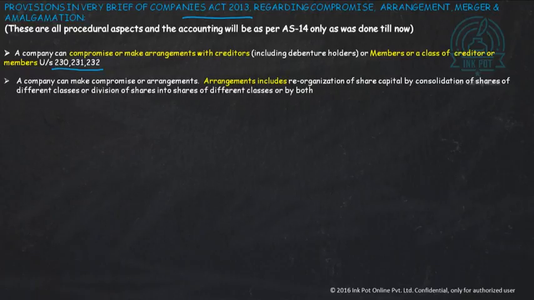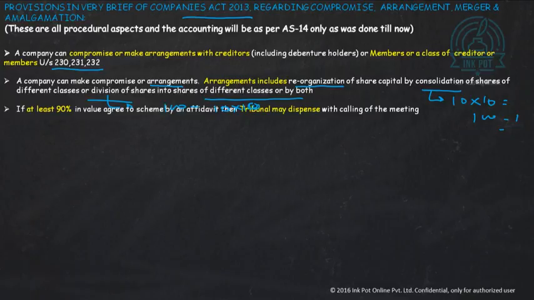A company can make arrangements. What type of arrangement can be made? Either it can reduce its share capital, reorganize share capital, consolidate shares, divide shares of different classes, or both. Consolidation means, for example, if we convert 10 shares of 10 rupees each into one share of 100 rupees, that is known as consolidation. What does division of shares mean? One share of 100 rupees is converted into 10 shares of 10 rupees each, that is known as division of shares.